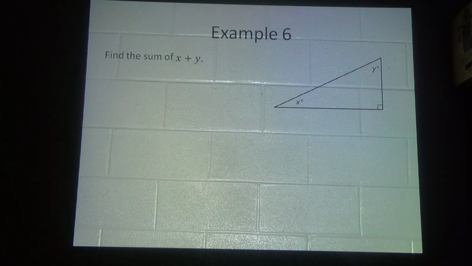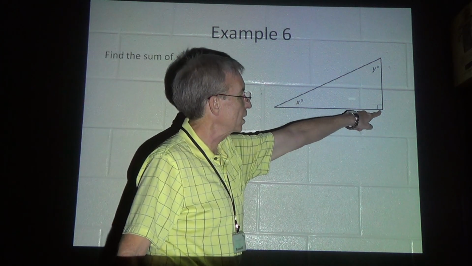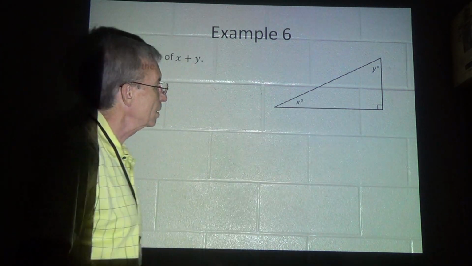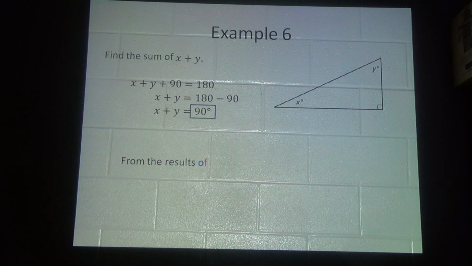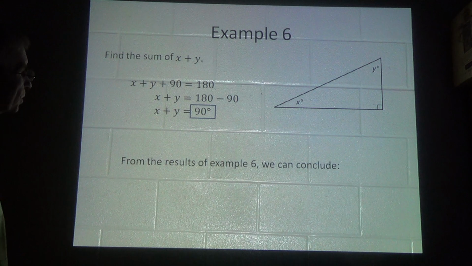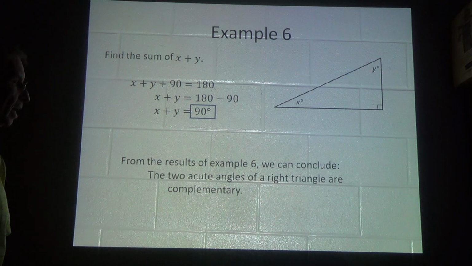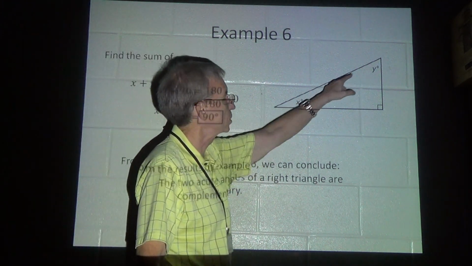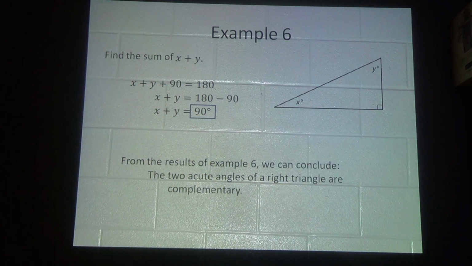Okay, find the sum of x plus y. Okay, so since this is a right triangle, that means x plus y plus 90 equals 180. Subtract the 90 from both sides, gives us x plus y equals 180 minus 90. And so it tells us that x plus y equals 90 degrees. Okay, so from those results we can conclude this, that the two acute angles of a right triangle are complementary. In other words, these two angles in any right triangle will always add up to 90 degrees.